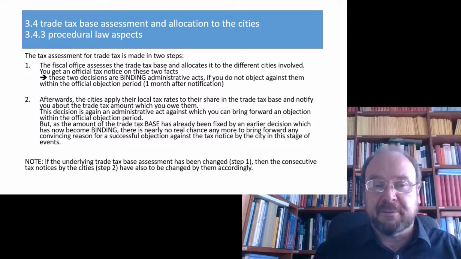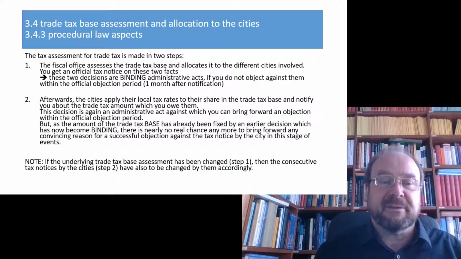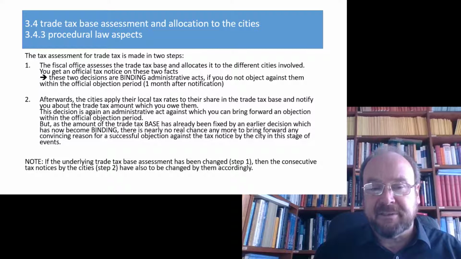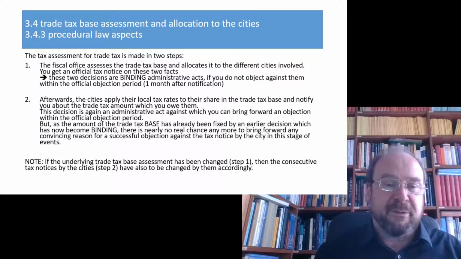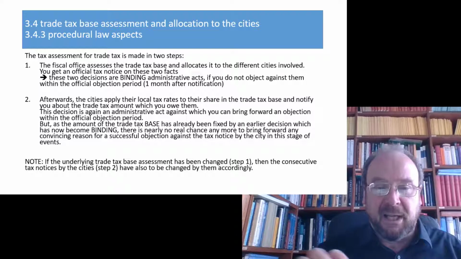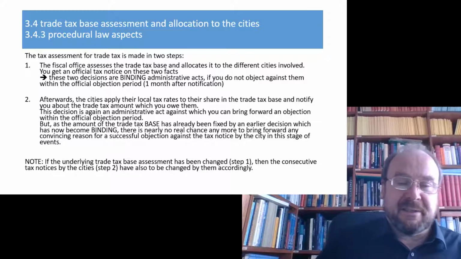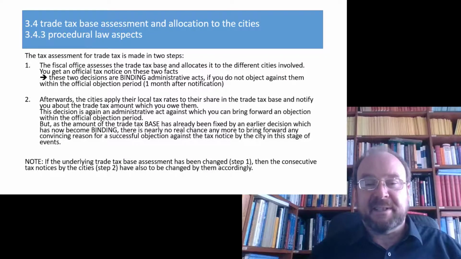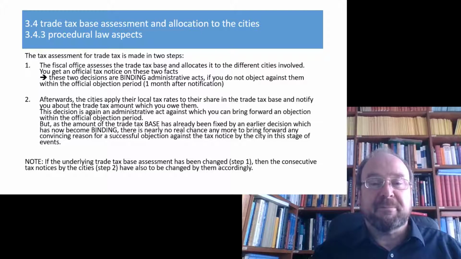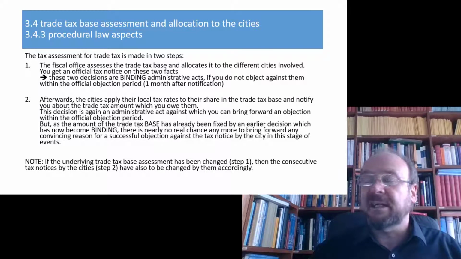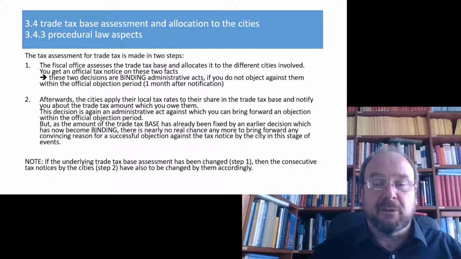You have to react already to that first tax notification. Hereby we inform you that your trade tax base is blah blah, and that it's allocated in the following way to the following cities. Then you have to check if you can live with that, or if you think there have been mistakes made during the application of the law or during the finding of the facts, and you have directly to object. Otherwise, things will go wrong.